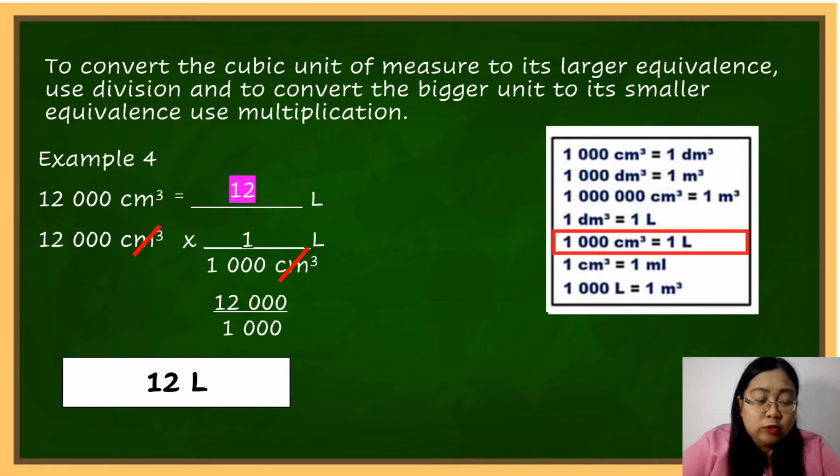So 12,000 cubic centimeters is equal to 12 liters.